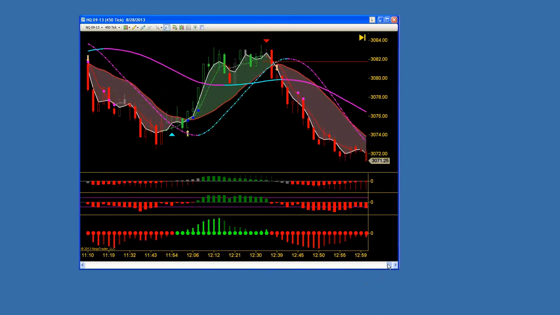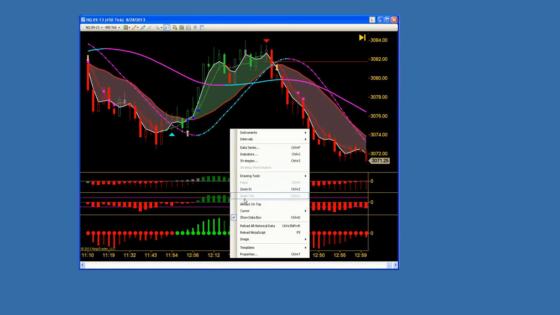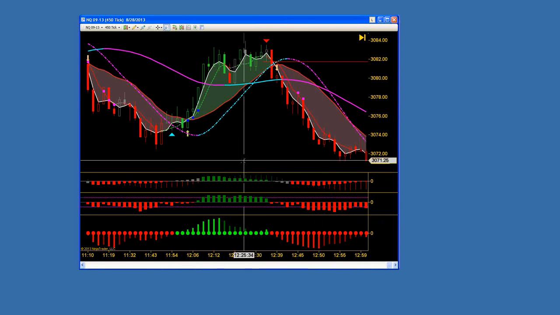Okay, so let me go over the indicators. First of all, here's Hyperscalp down here. This is Hyperscalp. This is the bias index 2 right here, and this is bias index number 1. I'm going to go back to my cursor. I right-click on the chart, and I go over to cursor, crosshair. I'm going to go back to the crosshair for a reason.